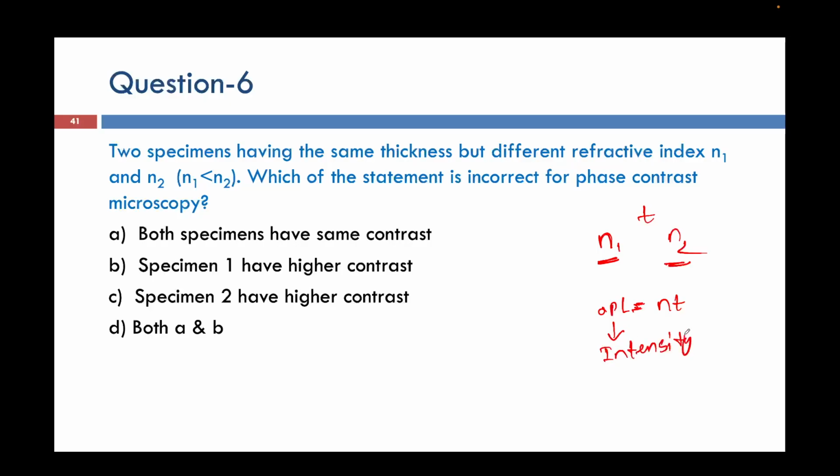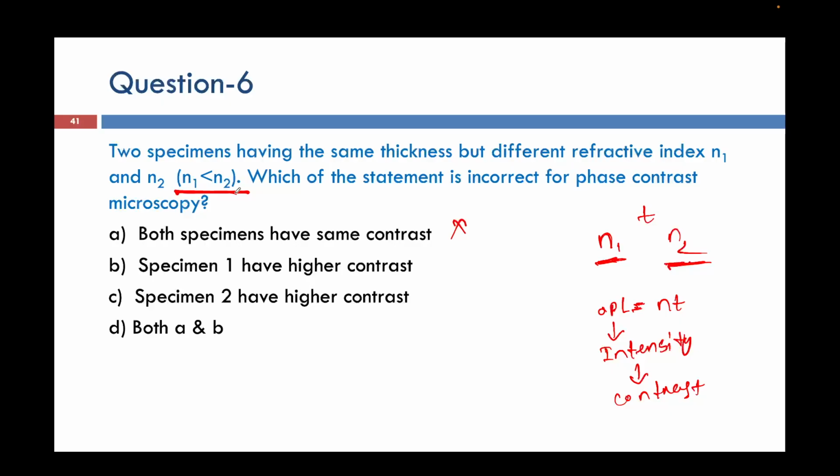Because optical path length is related to phase, which is related to amplitude, which is related to intensity, which is related to contrast. Since they both have different refractive indices, they cannot have the same contrast. So this is wrong. Specimen 1 has higher contrast, so specimen 1 has lower refractive index N1. So specimen 1 has a lower refractive index than specimen 2.